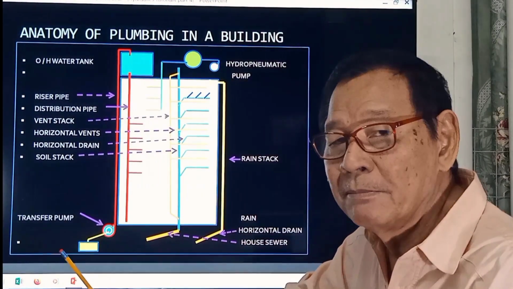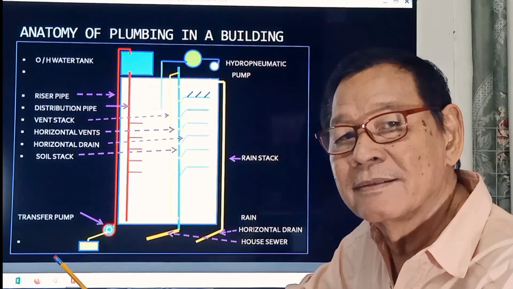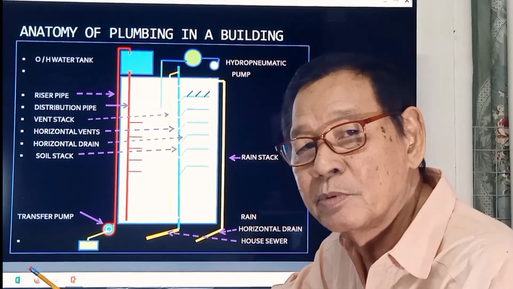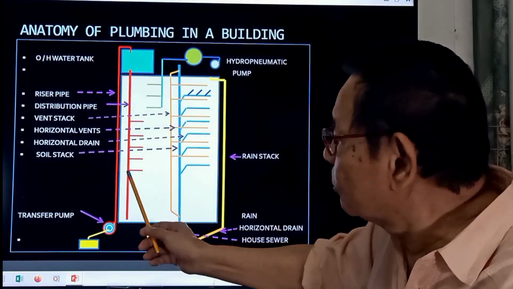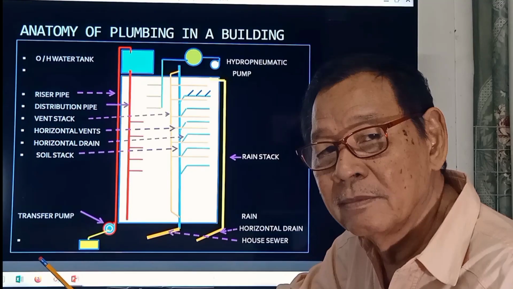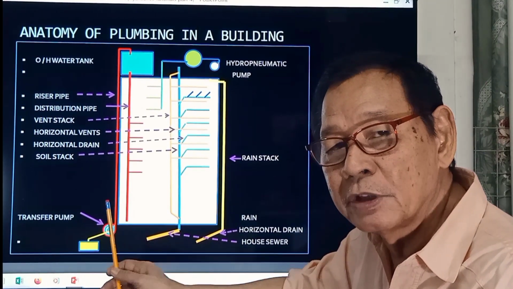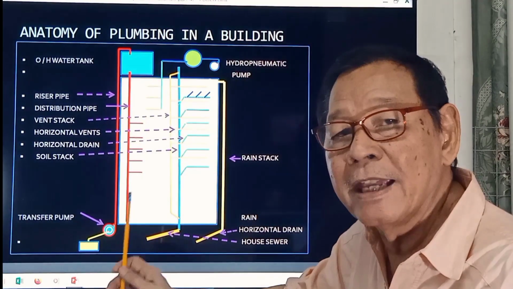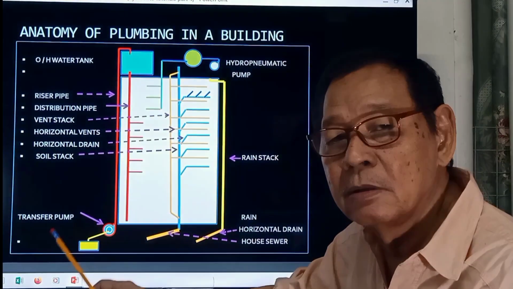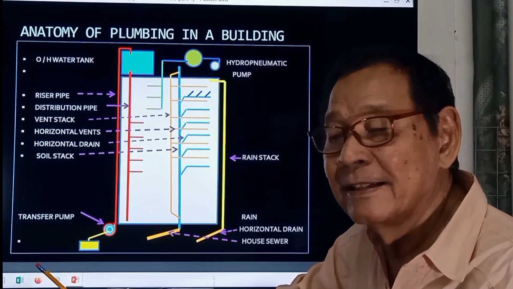The pressure reducing valve is also designed. How much is the capacity of the pressure reducing valve? This may be the distribution is by zone. Zone 1, Zone 2, Zone 3, Zone 4. It depends upon the height of the building, where high pressure is below the building.